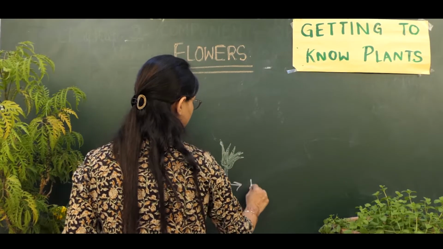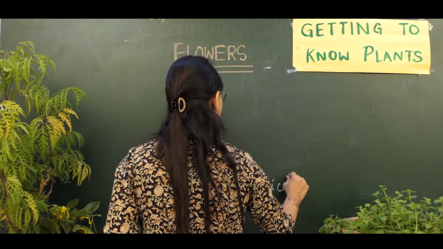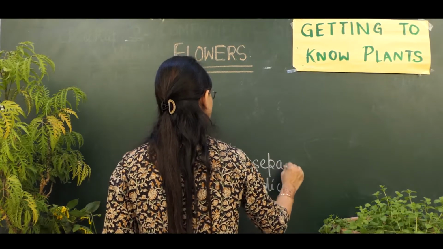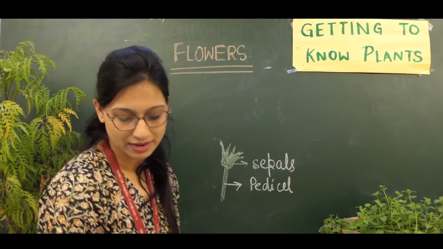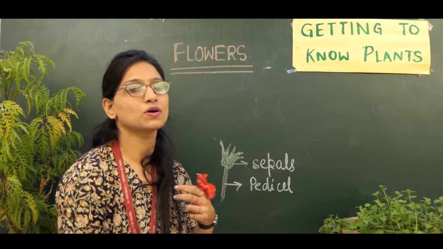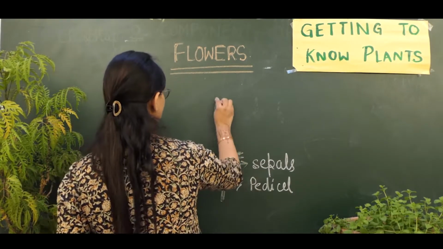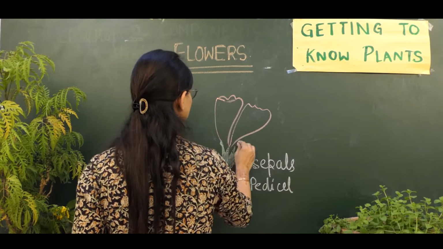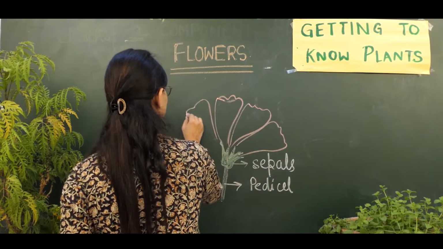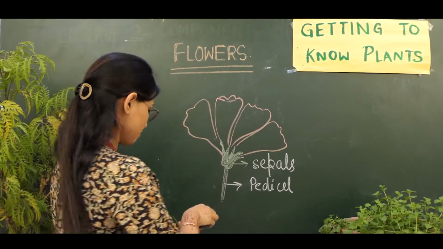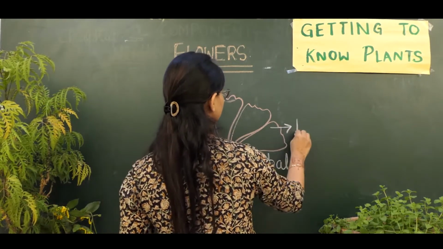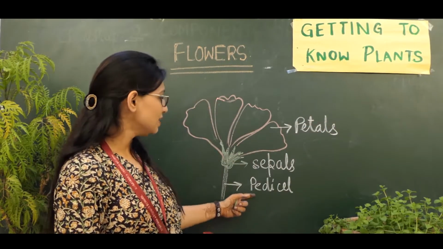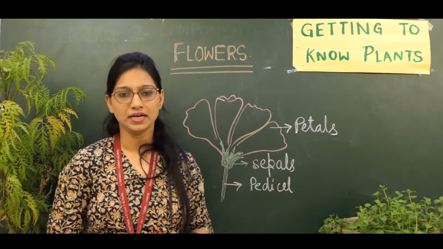So this is the pedicel. This is the sepals. And then comes the beautiful red petals. I am saying red because my flower is red in color. Your flower may be of some other color. Right? So this is now petals. The pedicel, the sepals and the petals.